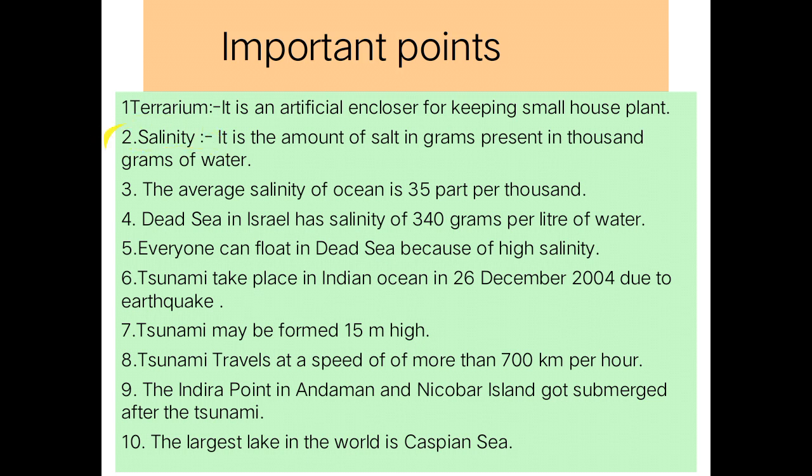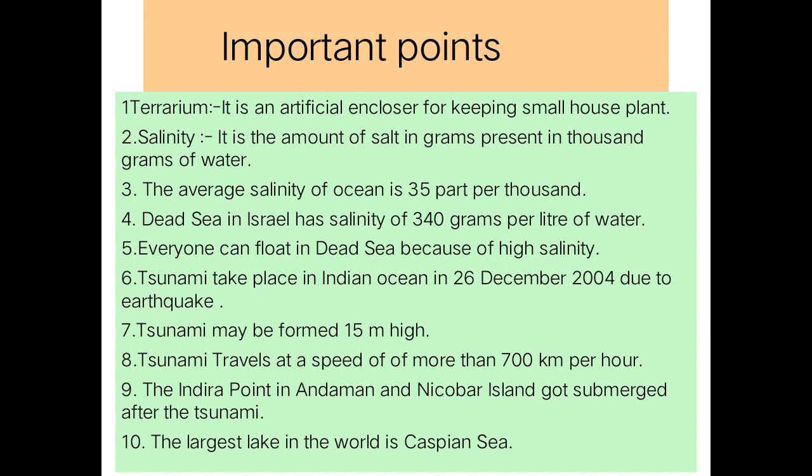Salinity. It is the amount of salt in grams present in 1000 gram of water. The average salinity of ocean is 35 parts per thousand. Dead Sea in Israel has salinity of 340 grams per liter of water. Everyone can float in Dead Sea because of high salinity.